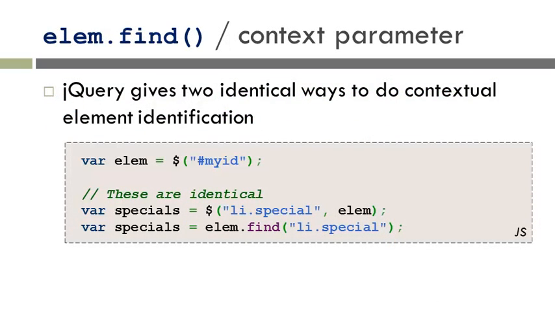We can do the same thing using jQuery. We can either use the $ function and use the CSS selector code as the first argument and the element to search in as the second argument, or we can call .find on the element to search within.